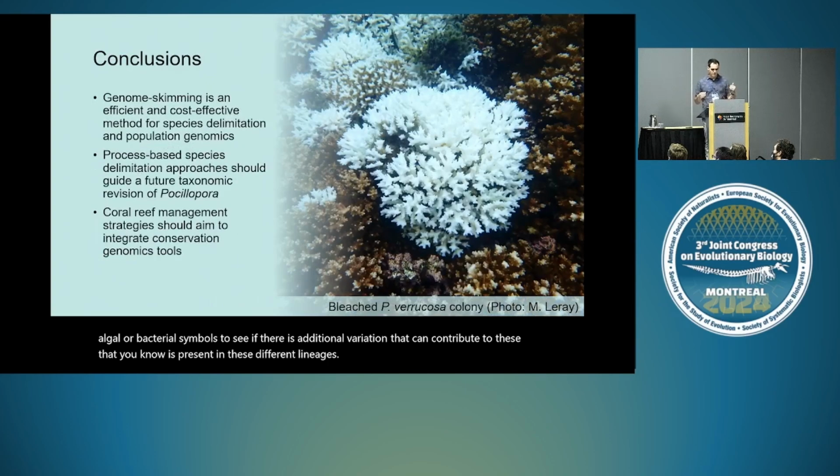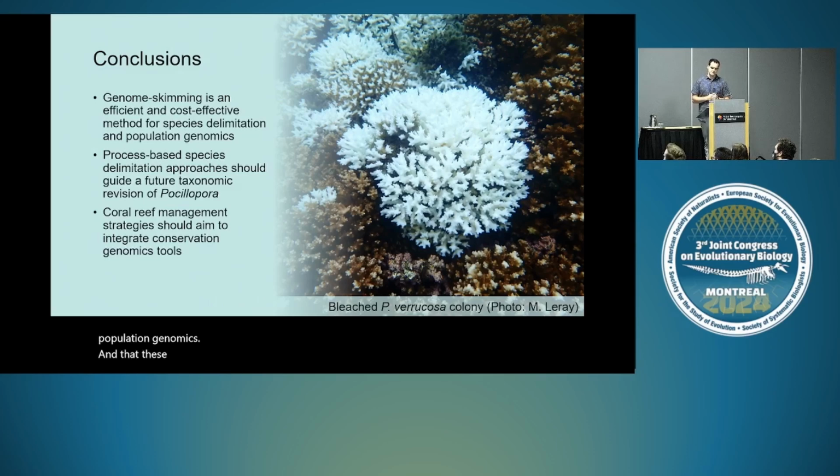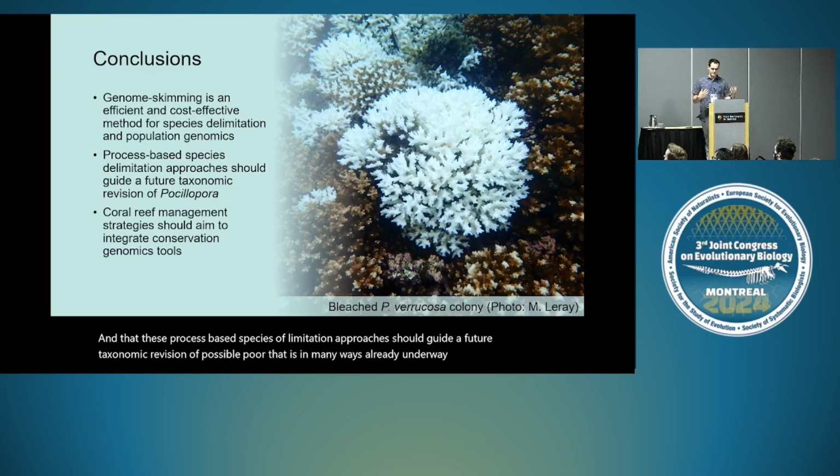And so in conclusion, I want to highlight that genome skimming, these low coverage whole genome approaches, are efficient and cost-effective methods for species delimitation and population genomics, and that these process-based species delimitation approaches should guide a future taxonomic revision of Pocillopora that is in many ways already underway. And coral reef conservation management strategies should aim to integrate these types of genomic approaches to better preserve reef biodiversity.